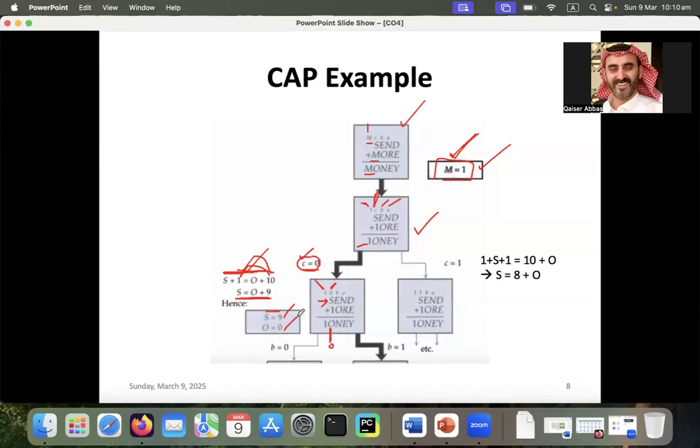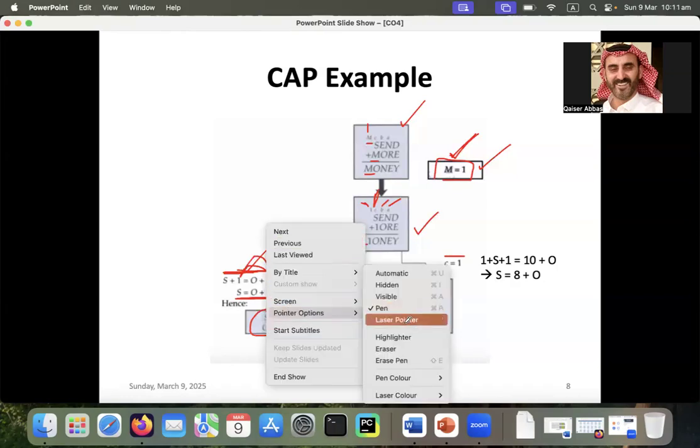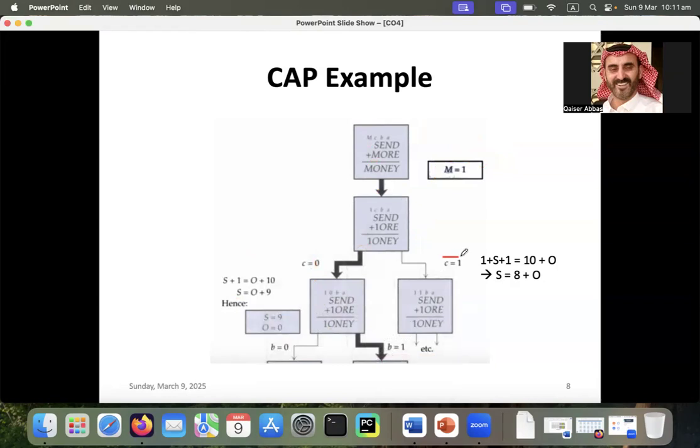So when you assume S is equal to 9, you are also getting the value for O, which is 0. Okay. So it means when the carry is 0, you are getting two new values for the two letters S and O in your question. Now, think for the other part when the carry is equal to 1. So now, after removing this drawing, think for the other part when this carry is 1.